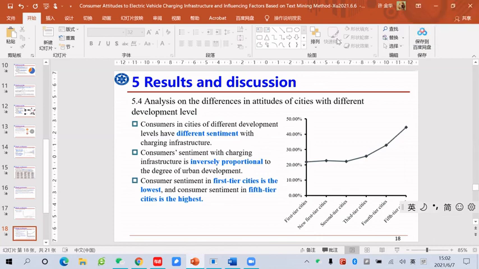But maybe we can make a comparison between China and other cities, and see what's going on with the different attention and different attitudes in different countries. But maybe there is a problem of language, because our result is based on text mining. Yes, thank you.